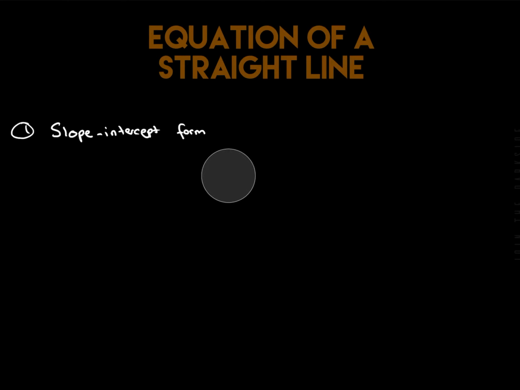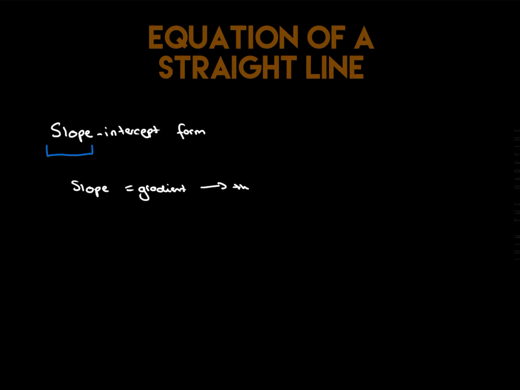So, what is a slope-intercept form? Let's break down the word and find it. Slope. What does a slope mean? The slope is the same thing as the gradient. What is a gradient? The gradient is the rate of change of something. So the slope is equal to the gradient, and the gradient is equal to the rate of change.